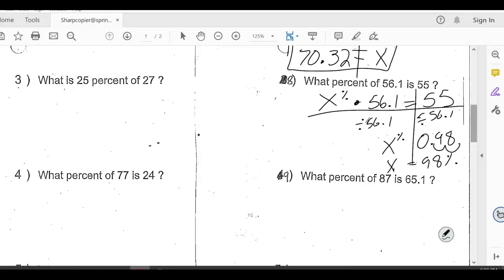The other way you could have solved this. If you took 55 divided by 56 and 1/10, and you got the 0.980392216, and you multiplied that by 100, you'd have 98.039216. That rounded to the nearest hundredth is 98.04%. So I'm okay with this one and this one.